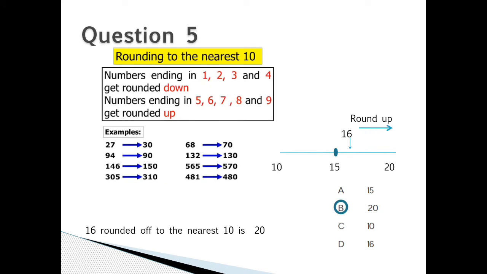Rounding to the nearest 10. Numbers ending in 1, 2, 3, and 4 get rounded down. Numbers ending in 5, 6, 7, 8, and 9 get rounded up. Here are some examples. 27 rounded off to the nearest 10 will give me 30. 94 rounded off to the nearest 10 will give me 90. 132 rounded off to the nearest 10 is 130, and there are a few more. So the answer for question 5 is B, which is 20.